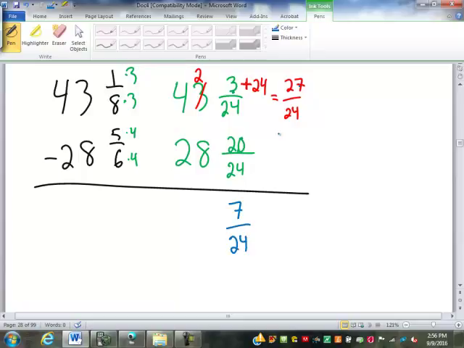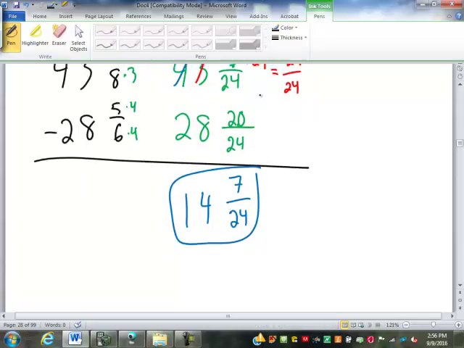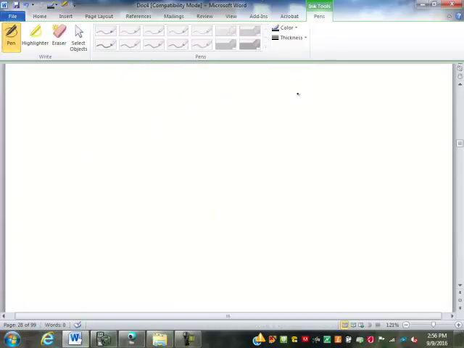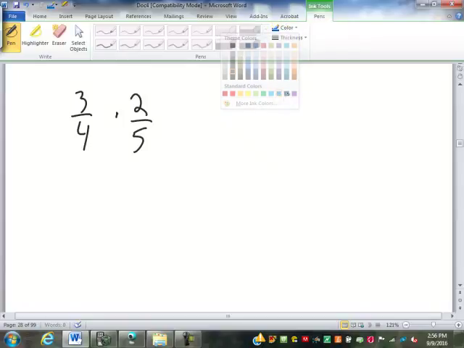Then we gotta do our rest of our subtraction. 2 minus 8, we gotta borrow. That's 3 and 12. 12 minus 8 is 4. 3 minus 2 is 1. So 14 and 7 24ths. Let's look at multiplication. Look at 3 fourths times 2 fifths.